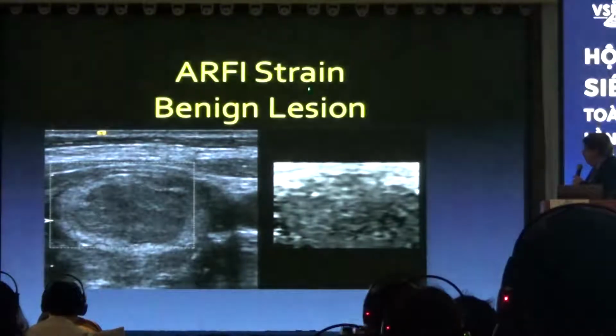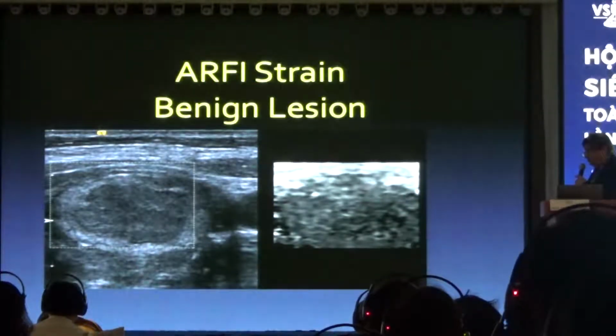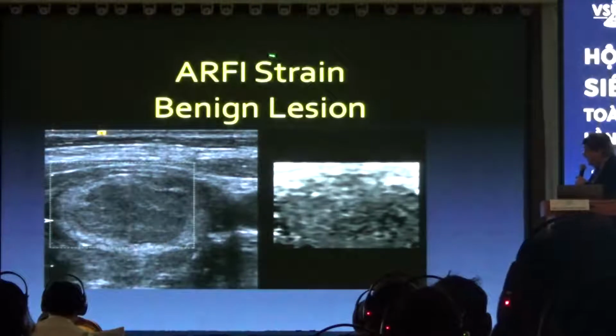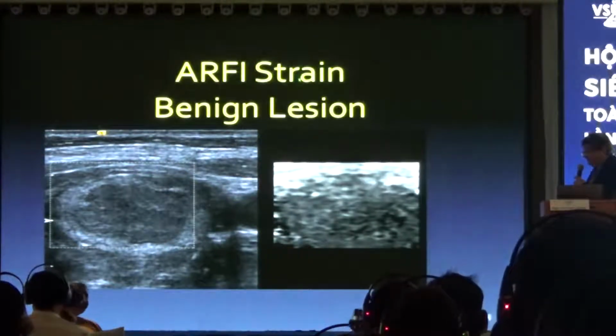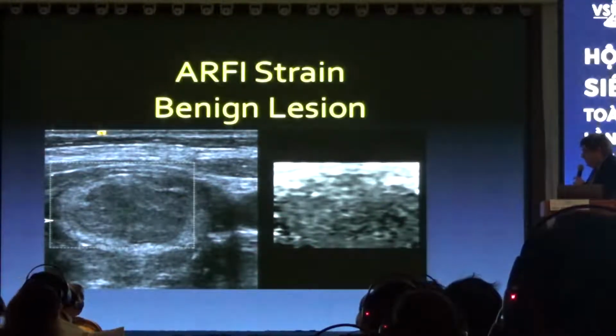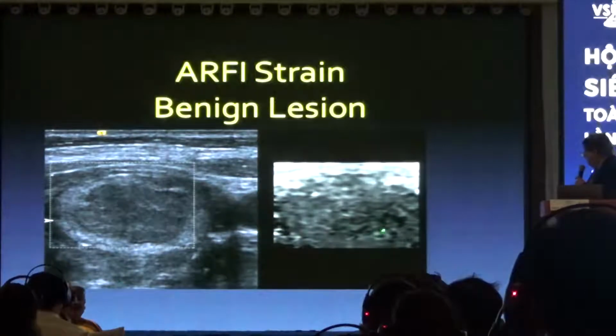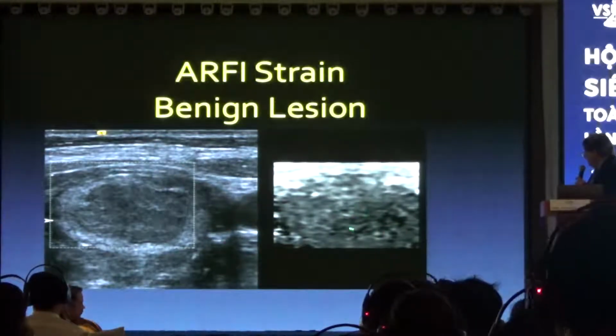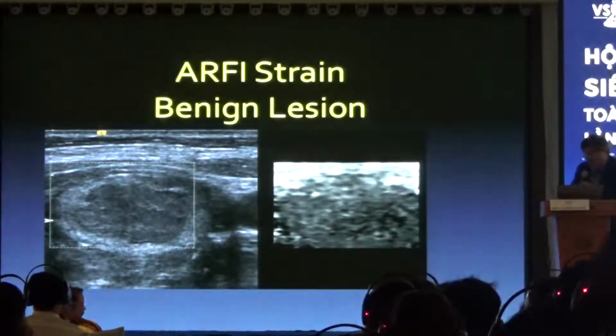We can also do ARFI strain. So instead of using the ARFI pulse to look at shear waves, we can look to see how the tissues move, which is strain, and here's a benign lesion. So this is VTI on the Siemens system, which you can use. We find it a little bit more difficult, but if you wanted to do that, you can.